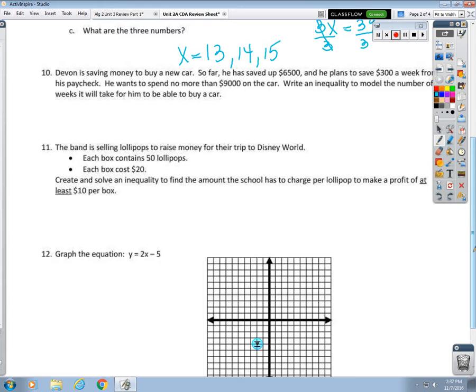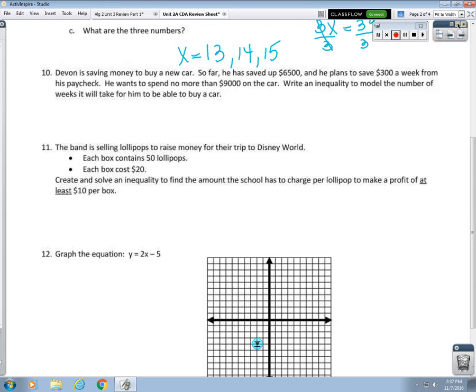Alright, number 10. Devin is saving money to buy a new car. So far he has saved up $6,500 and he plans to save $300 a week from his paycheck. He wants to spend no more than $9,000 on the car. Write an inequality to model the number of weeks it will take him to be able to buy the car. Okay? How did y'all start yours? 9,000. Well, it should be less than or equal to because no more than.